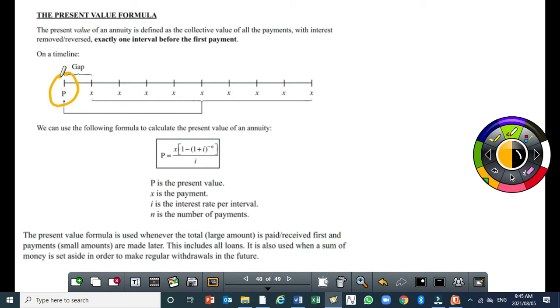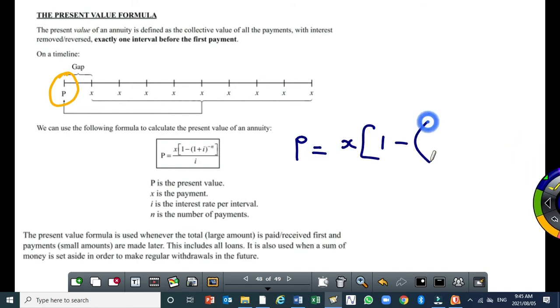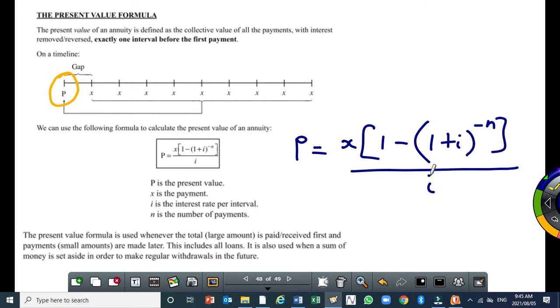Now, in this formula, it's very important for you to be aware that it's written like this. P equals X times 1 minus 1 plus I raised to the power of negative n, all over I. You have to be very careful between the formula for future value and present value because you can interchange the two by mistake. The formulas look almost the same, but there are some differences.